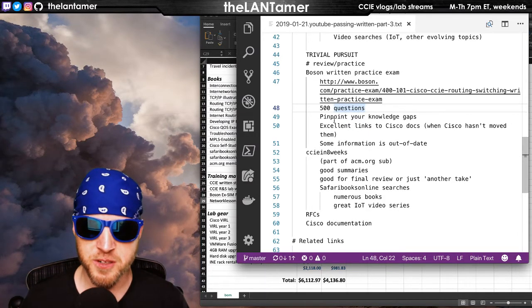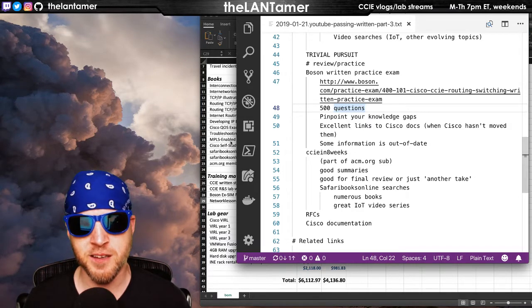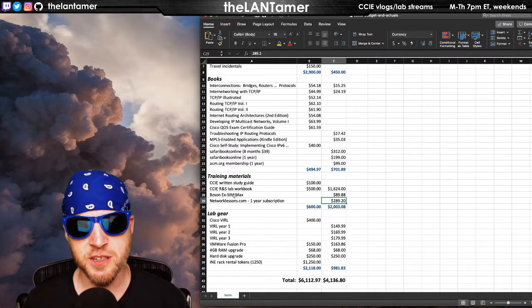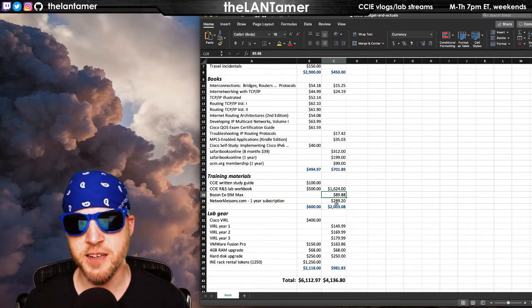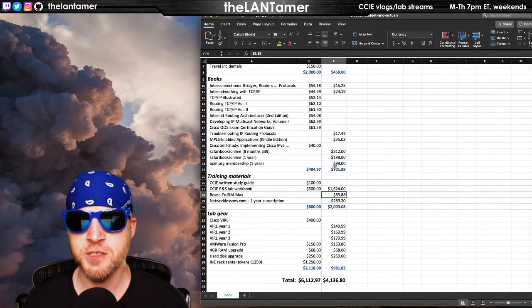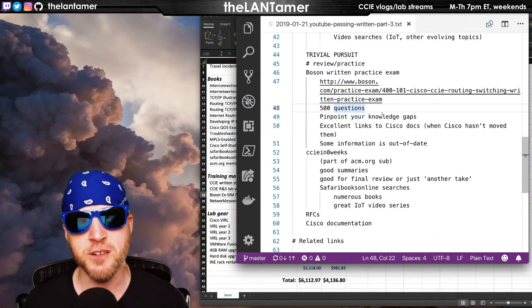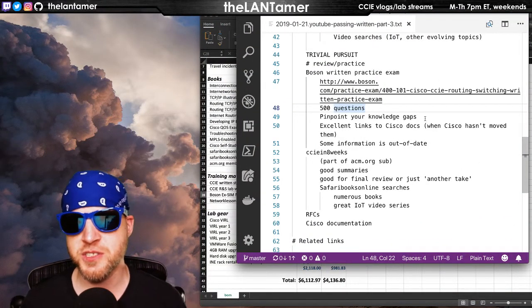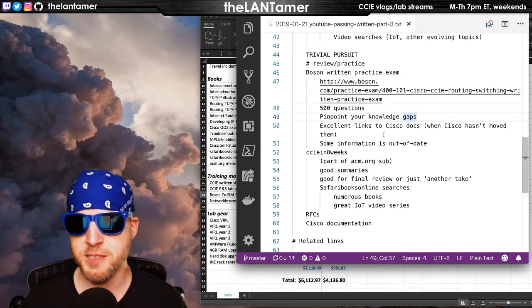I've used Boson products in the past for CCNP, and here it is, the ExamMax. I paid $89.88. Boson also runs deals sometimes. I think this may have been near the end of the year, but it has 500 questions. It helps pinpoint your knowledge gaps, as I said.